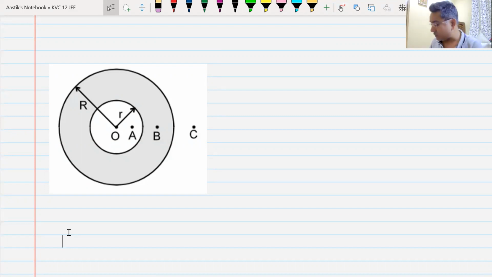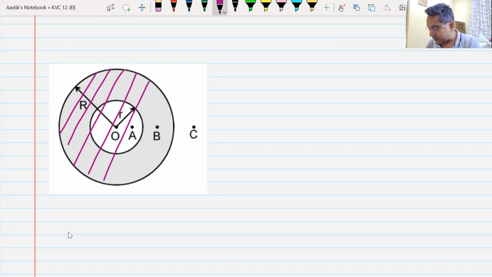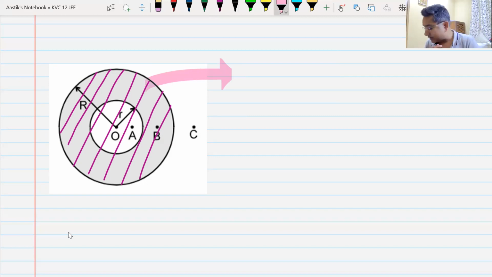I've given you enough time to solve it. Again, I will apply the same concept. There is one field which is created by this entire sphere at the point B. What is the field created by this entire sphere at the point B? Now, if I write it vectorly, it will be equal to... No one knows the answer.